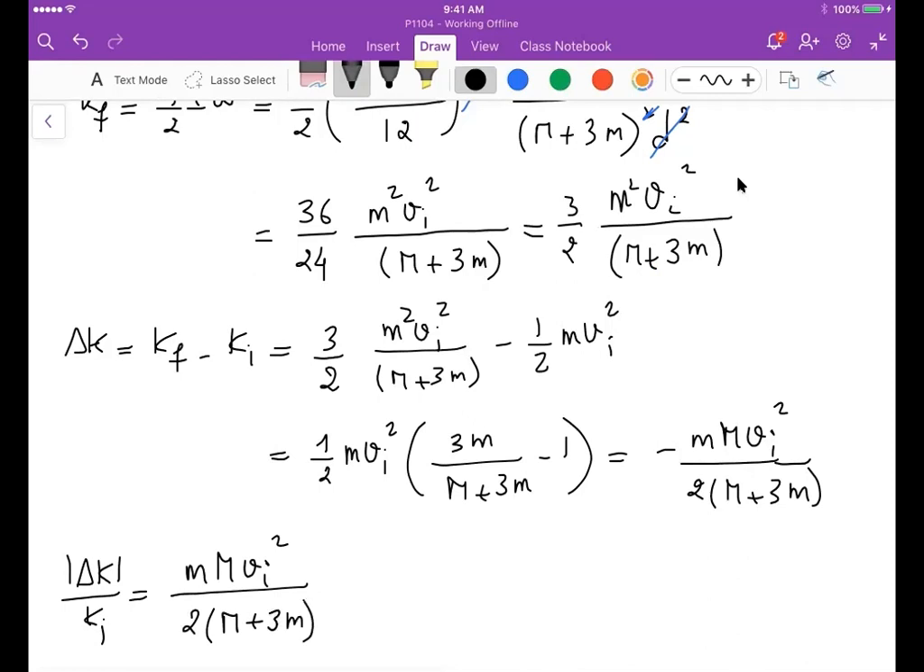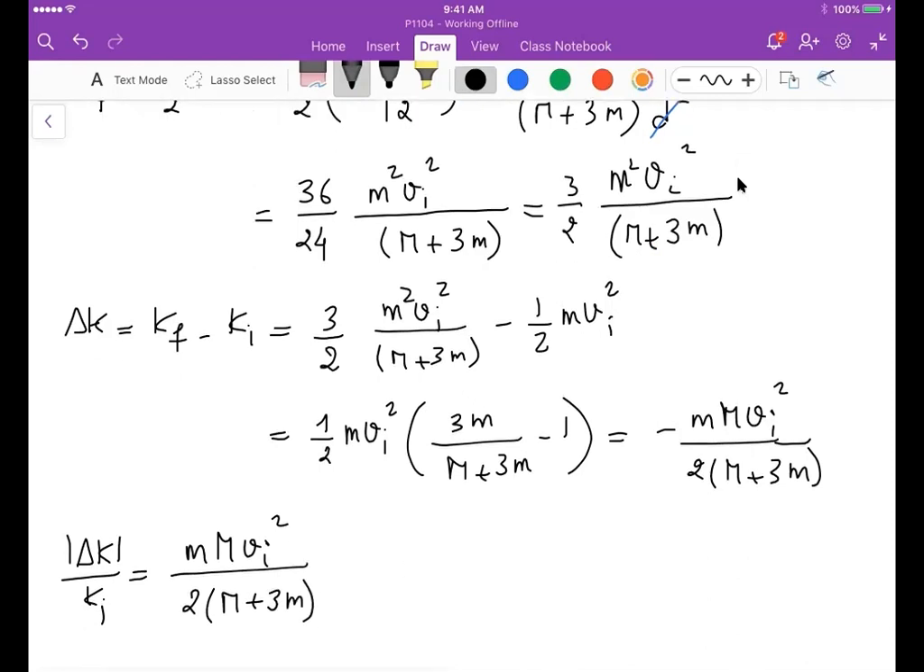And then here we will divide by k initial. So we end up with 1 over 1/2 m v initial squared. Make some simplifications. So m and m cancel out. Vi squared and vi squared, they cancel out. And 2, 1 over 2 also they cancel out. So we end up finally with m divided by m plus 3m.